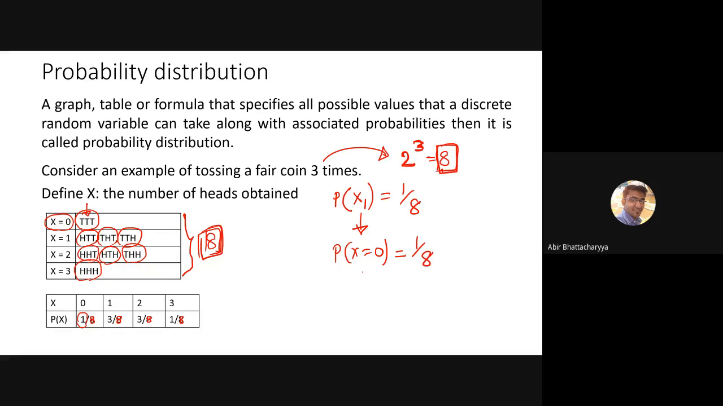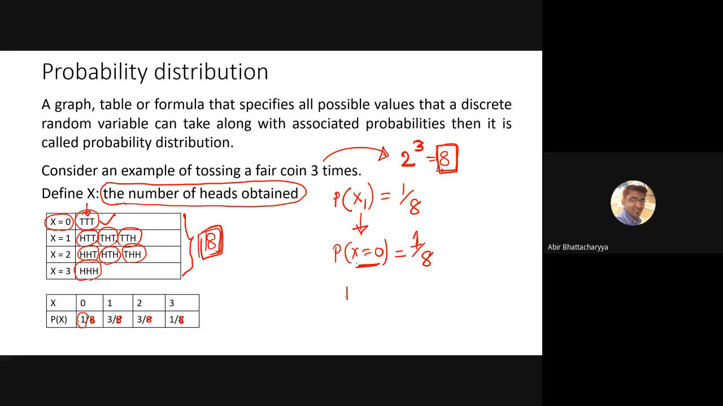The probability of x equals 0 equals 1 by 8, because x equals 0 means, what is the meaning of x? X is the number of heads obtained. So the probability of x equals 0 means the number of heads obtained is 0. What is the probability? 1 means only one sample is there, that is TTT, out of how many? Out of 8. 1 out of 8.